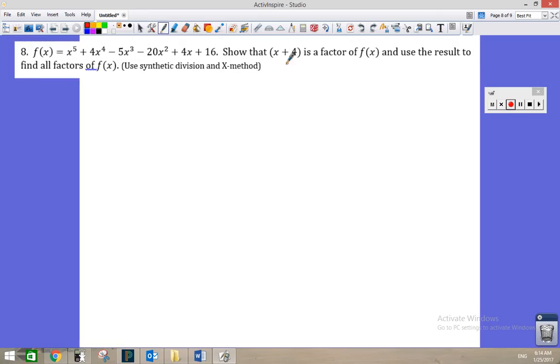So when it tells me that x plus 4 is a factor of this, that's telling me that negative 4 is an x-intercept, that if you evaluate this function, if you plug in negative 4, you're going to get 0. But we don't want to plug in negative 4 and raise it to the 4th power. We want to use synthetic division. It's much easier, the arithmetic. And 5, 4, 3, 2, 1, constant. The polynomial's in standard form with no missing terms. So I've got 1, 4, negative 5, negative 20, 4, and 16.